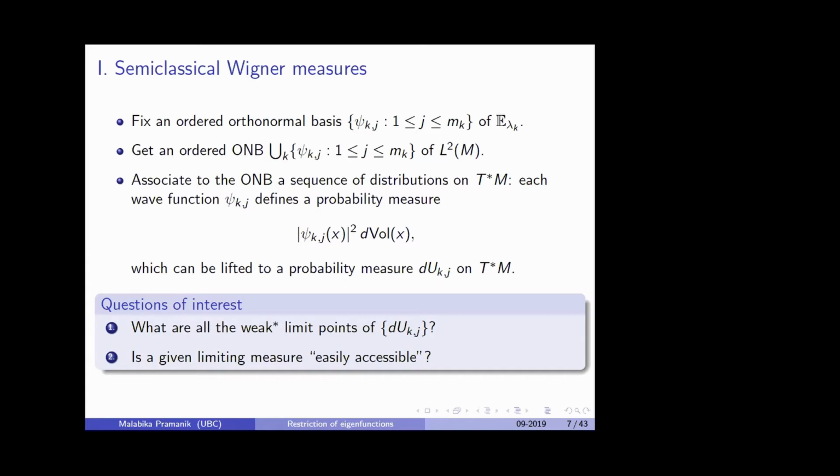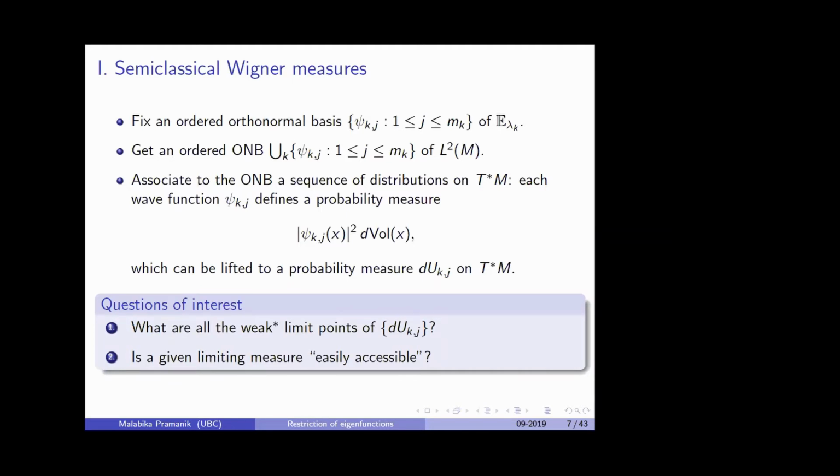Each member of the basis defines a probability measure on the manifold M, and through pseudo-differential operator theory, one can lift this to a probability measure on the cotangent bundle T*M. We have denoted this collection of probability measures by mu_kj. The set of such probability measures sitting on the cotangent bundle is weak-star sequentially compact, but what are the weak-star limit points of these measures?